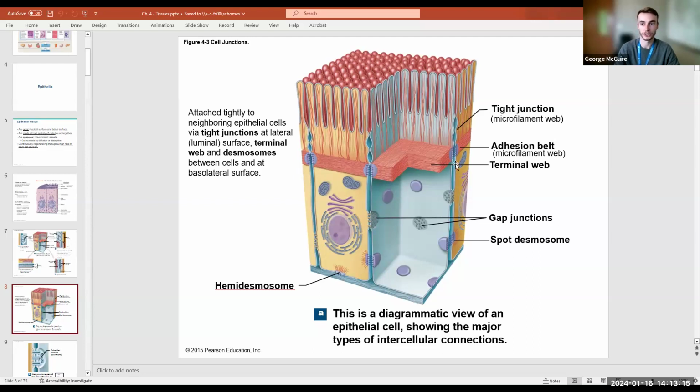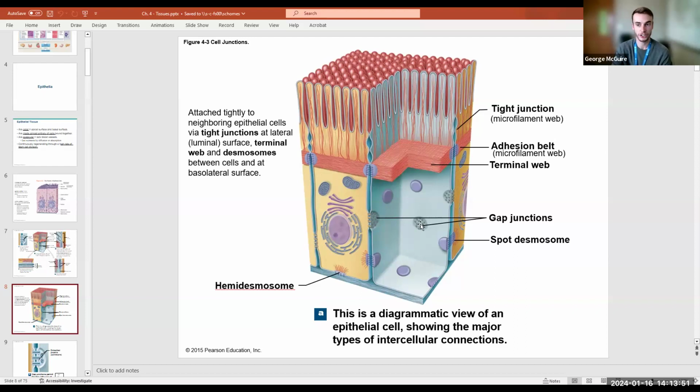On that lateral surface, we have tight junctions, which are super, super tight and do not provide any space for diffusion of molecules in between cells at those locations. So just actin webs, these microfilament webs that are holding those cells together. We have a terminal web of highly densely compacted microfilaments, so more actin fibers, which creates some of the strongest connections, and has a very specific adhesion belt along that terminal web, holding the terminal webs of neighboring cells together.